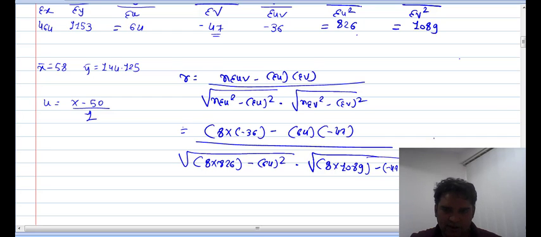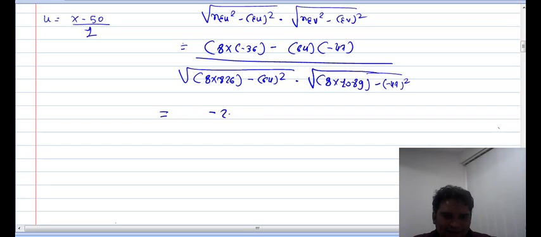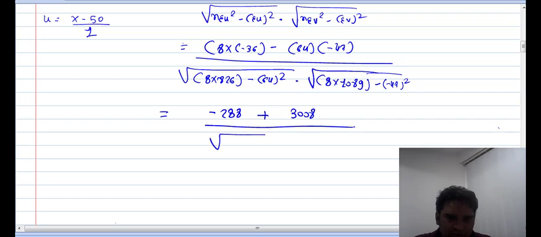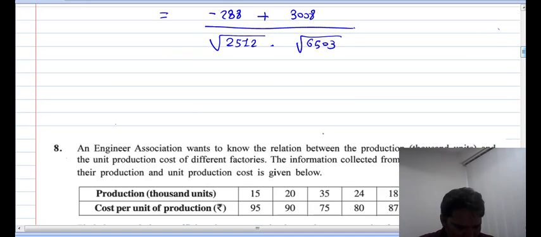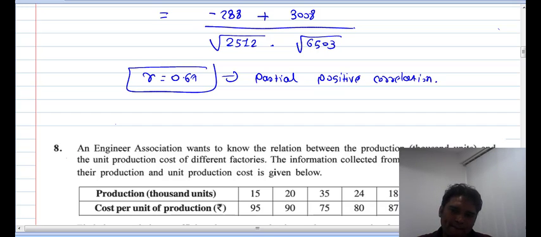47 whole square. Now 36 into 8, if you do, you will get minus 288, minus minus plus. So it gives me 3088 value. Then after, if you solve this, you will get 2512. If you solve this, you will get 6503, right? And final answer you will get 0.67. So it indicates what? Partial positive correlation. Right?